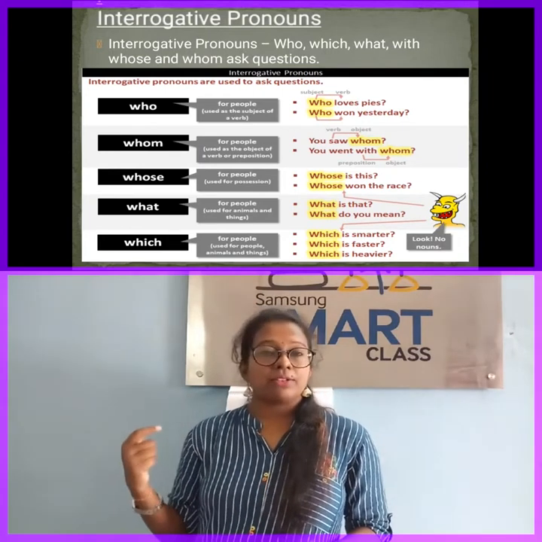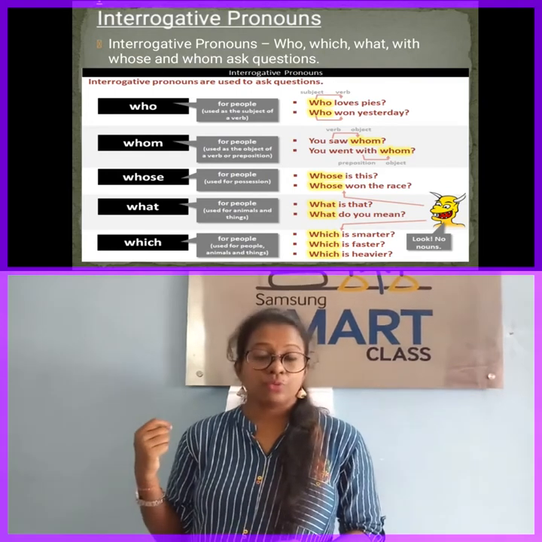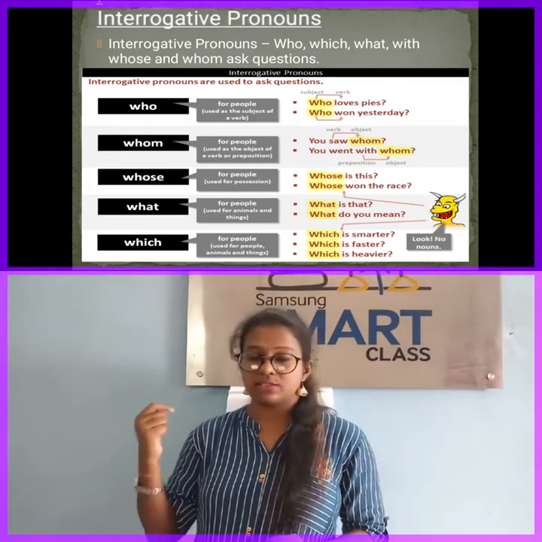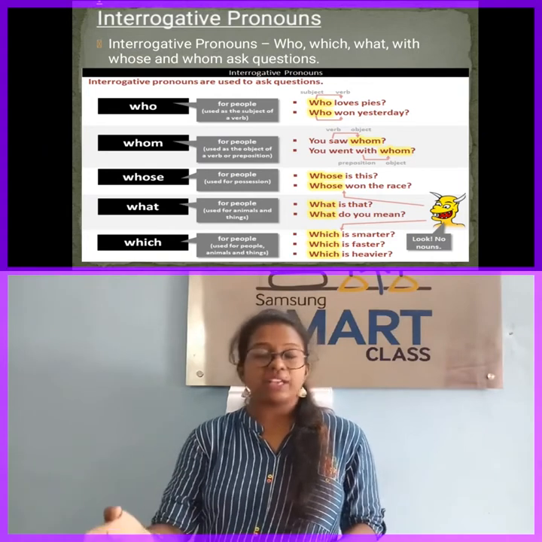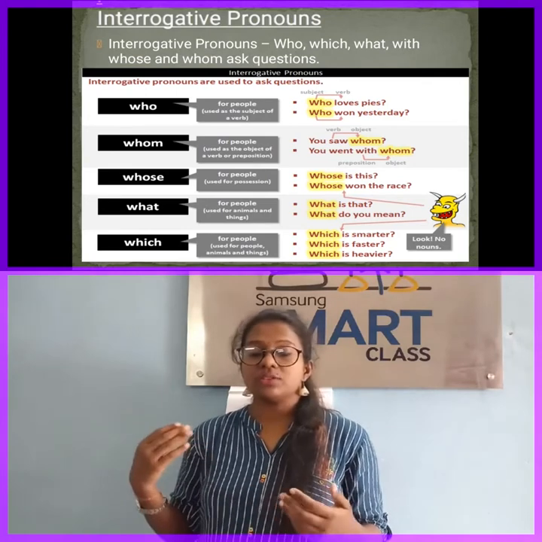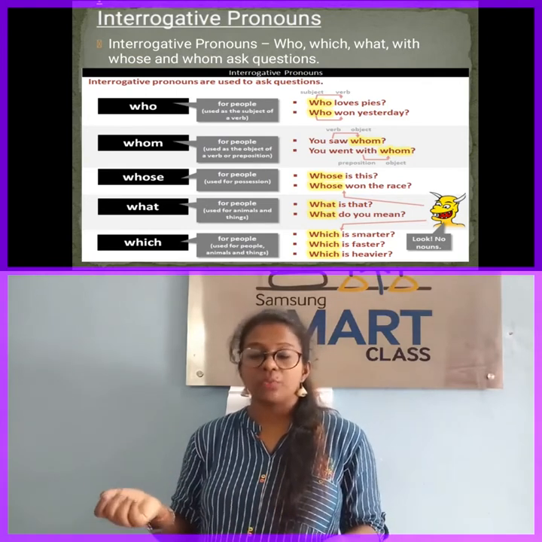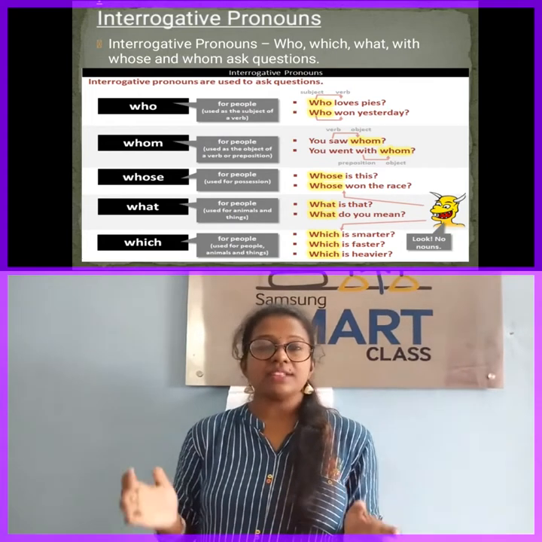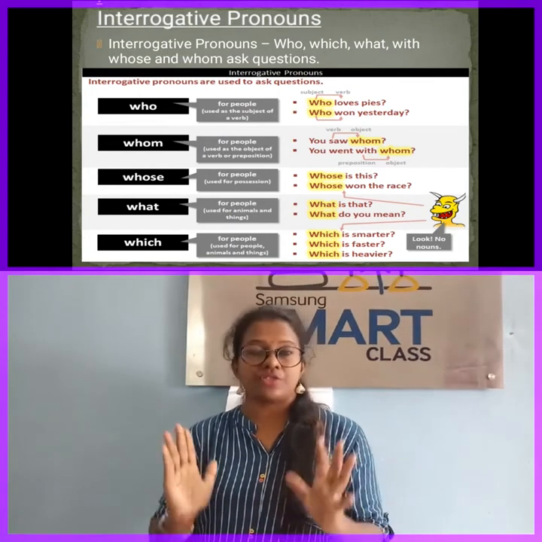Then we are coming to the next example, that is which. It is used for people, and for animals and things also. Which is also used as the subject. Which is much smarter, which is faster, which is heavier. So children, these are the examples of the interrogative pronoun.